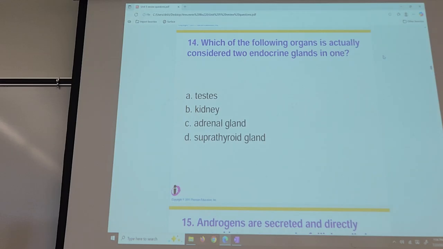General terms. Which of the following organs is actually considered 2 endocrine glands in one? C.